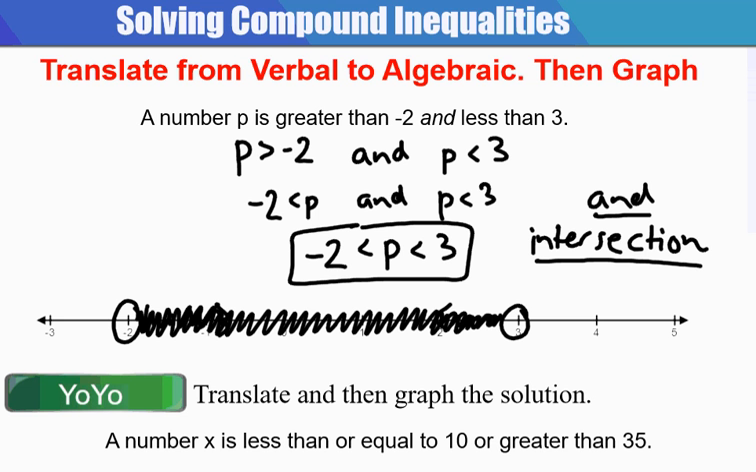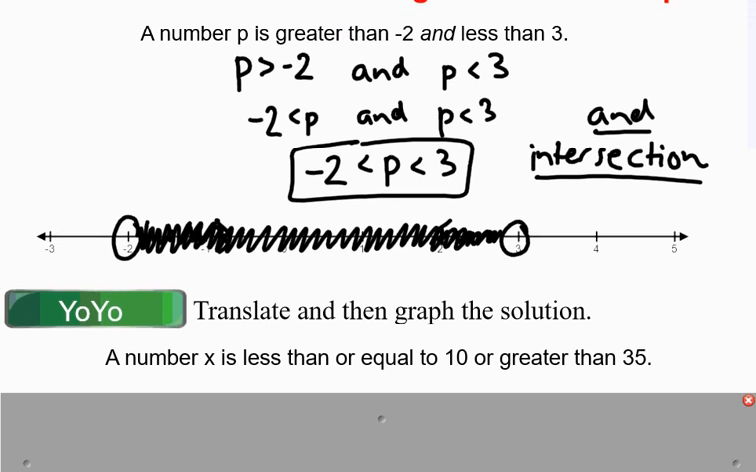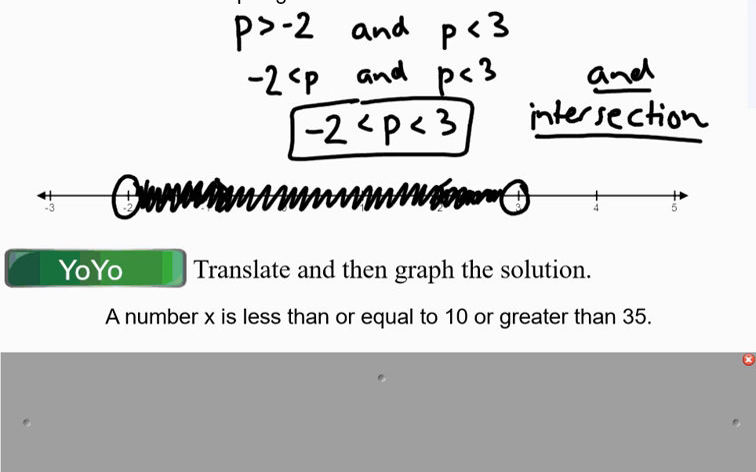I'm going to give you a chance to try. So pull out your whiteboard. Your job is to translate and then graph the following, exactly what I just did. Translate a number x is less than or equal to 10 or greater than 35. So translate it to a mathematical statement and then graph it on a number line. So pause the video now for maybe a minute. Unpause it once everyone's had a chance to try.